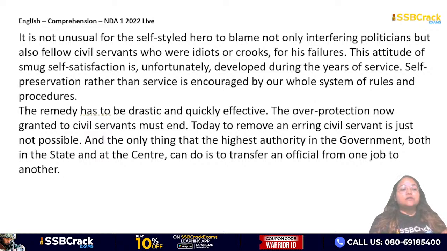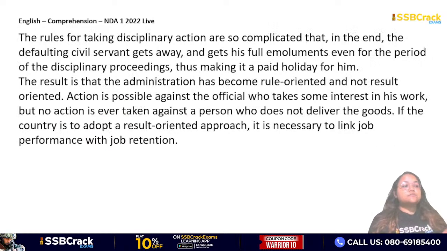Today, to remove an erring civil servant is just not possible, and the only thing that the highest authority in the government, both in the state and at the center, can do is to transfer an official from one job to another. The rules for taking disciplinary action are so complicated that in the end, the defaulting civil servant gets away and gets his full emoluments even for the period of the disciplinary proceedings, thus making it a paid holiday for him. The result is that the administration has become rule-oriented and not result-oriented.